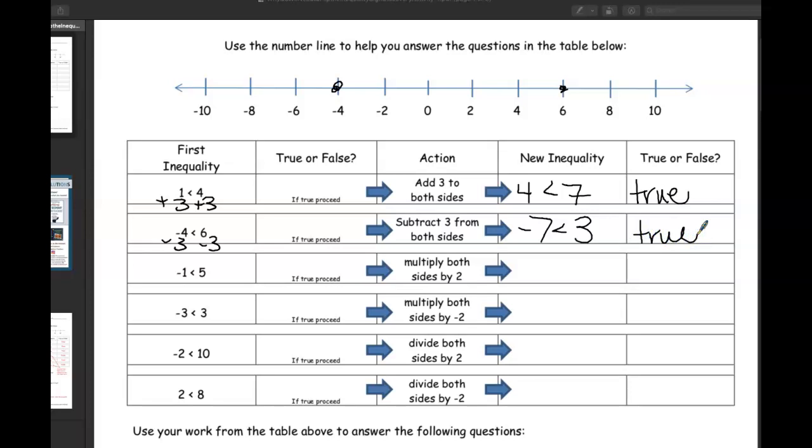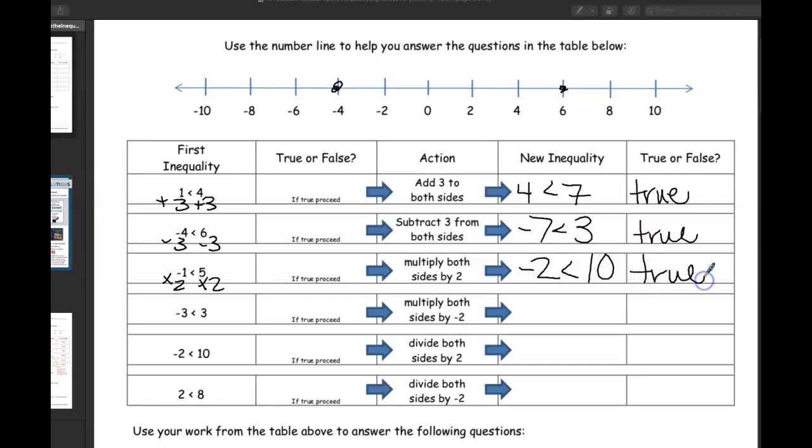Negative 1 is less than 5. Is that true? Yes. So then I'm going to multiply both sides by 2. So negative 1 times 2 is? Negative 2. 5 times 2 is? 10. So is negative 2 less than 10? So I'm going to write true.